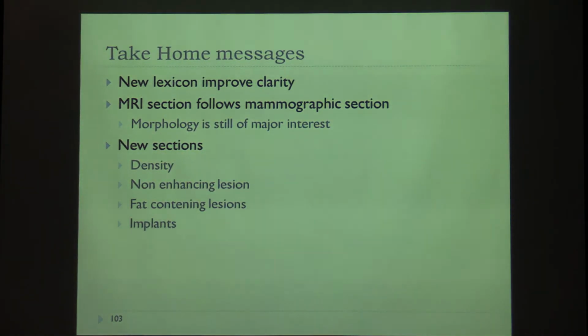So in conclusion, there are many new sections in the new BI-RADS lexicon. They try to describe lesions like in mammography, so it's simpler. Now we have almost the same classification between mammography and MRI. The new sections we have already shown: new density, non-enhancing lesion, fat-containing lesion, and implant.